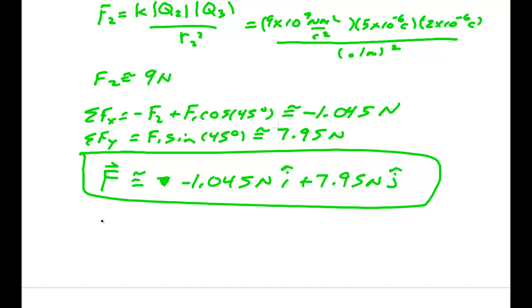Now, if they wanted the magnitude, one could simply go over here. There's your 1.045 newtons. And there's your 7.95 newtons. And you could find this length here. And you could find that angle phi with the tangent function. And then you could add to that 180 degrees, and you could find this force in polar form. It just depends on the problem and the way they ask it.